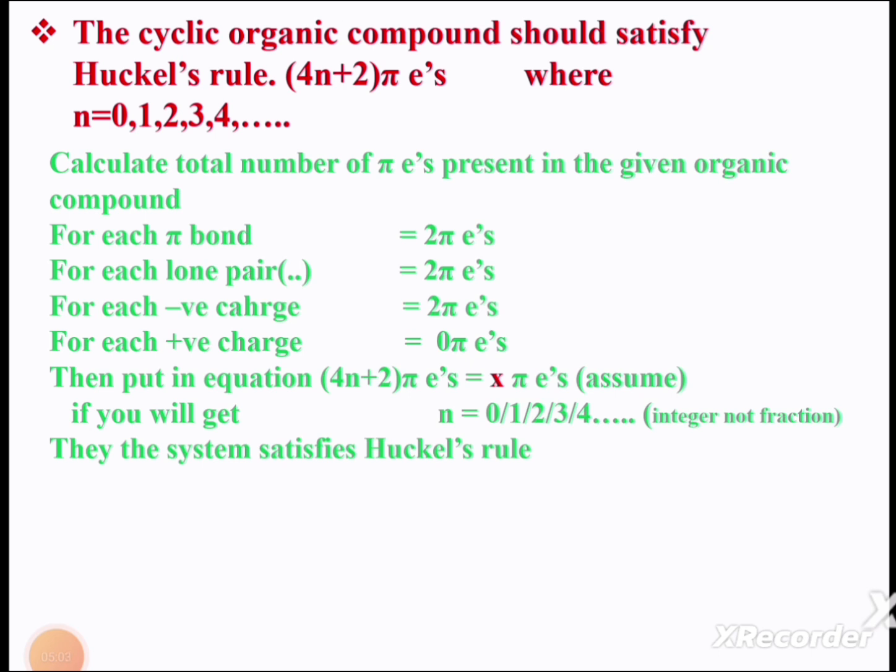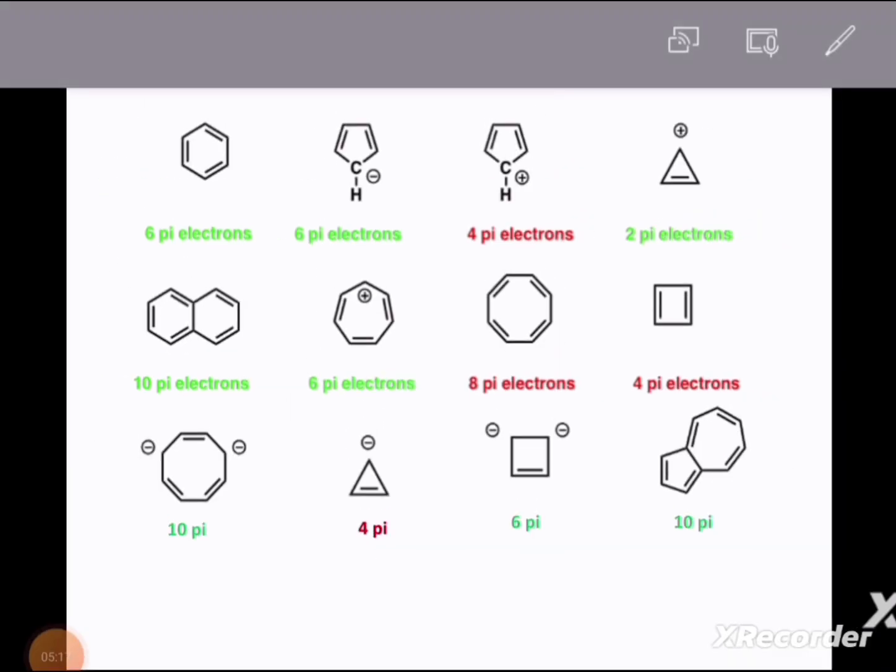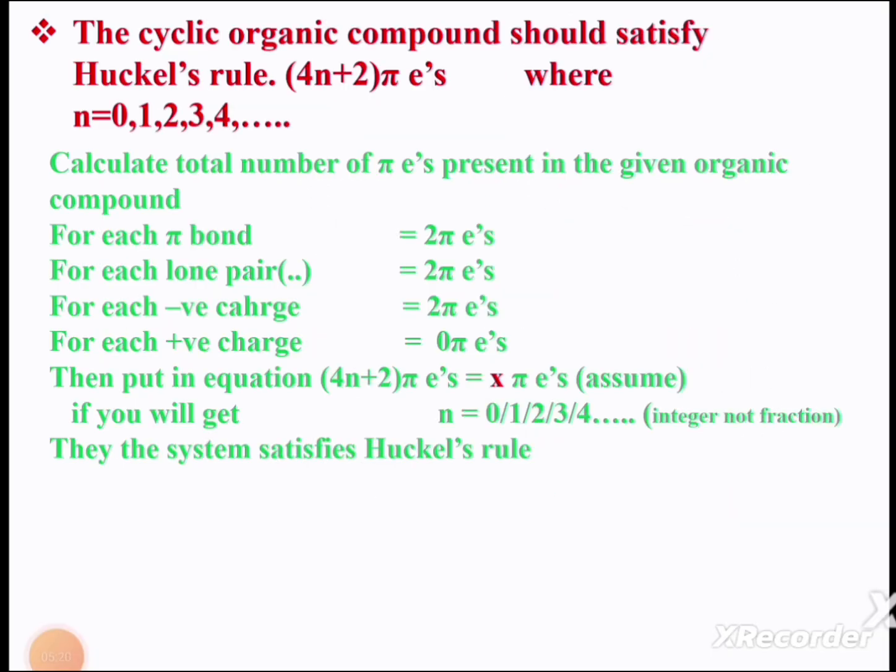So calculate all the pi electrons and put them in the equation 4n + 2 pi electrons is equal to the total number of pi electrons. Let's assume x pi electrons. So if we get the value of n as 0, 1, 2, 3, 4, etc., then they will satisfy Huckel's rule.